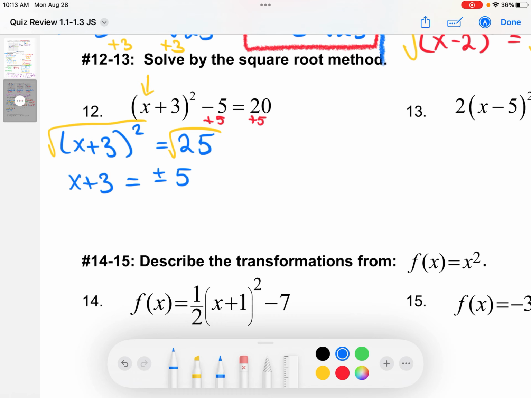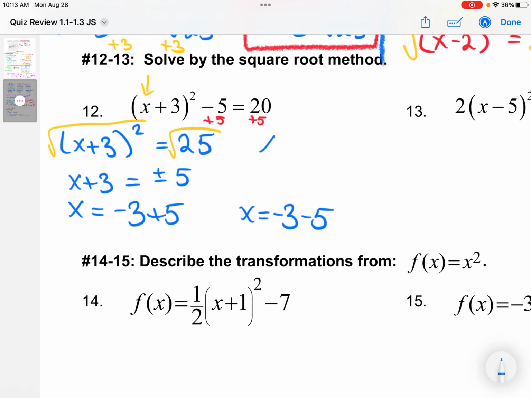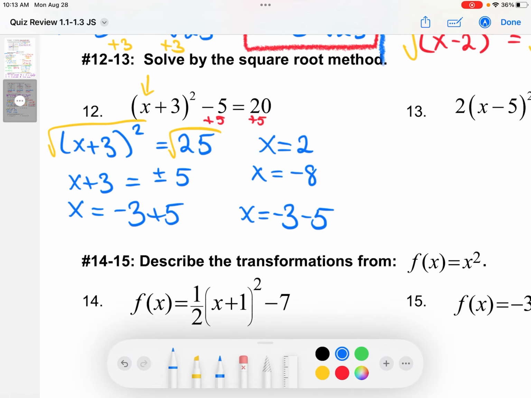So then we need to subtract 3 on both sides. So x equals negative 3 plus 5, and x equals negative 3 minus 5. So x here equals 2, and x equals negative 8. Those are our two solutions. Okay, negative 3 plus 5 gave us the 2. Negative 3 minus 5 gave us the negative 8.